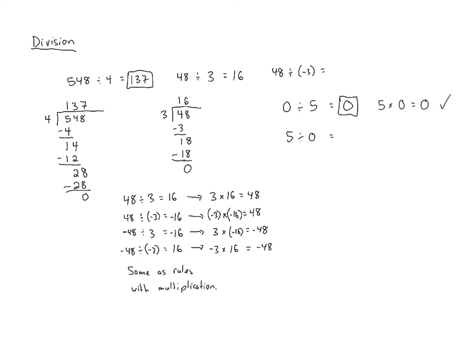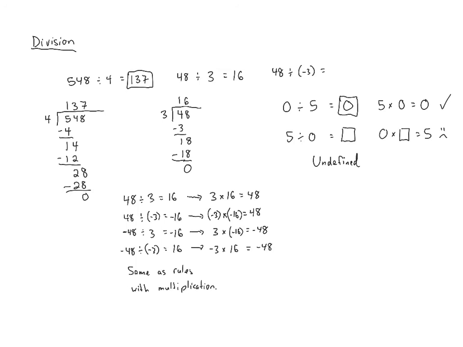Things are a little bit more complicated, though, when we look at 5 divided by 0. If we have 5 divided by 0, and we want to figure out what that is, the corresponding multiplication problem is going to be 0 times what number equals 5. And unfortunately, there's not anything we can multiply 0 by to get 5. So what that means is that there's not any sort of an answer that makes sense. So in this situation, we say it's undefined.